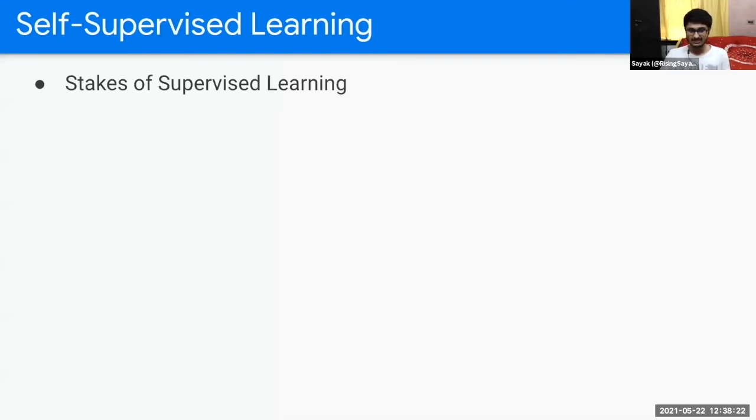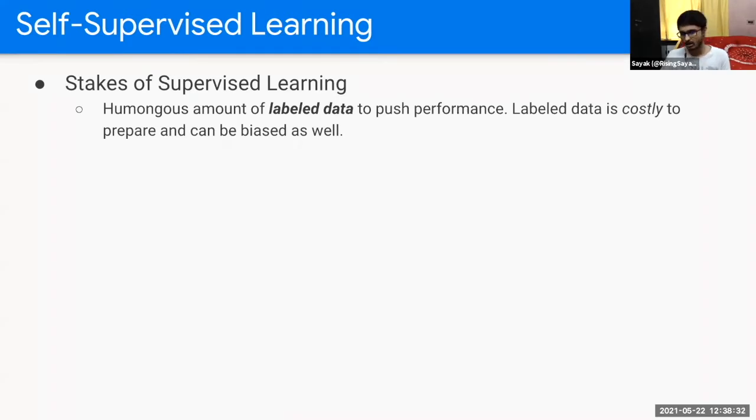So first, let's discuss what are the stakes of supervised learning, because it's so practically oriented and so widely used across many different industries, right? A humongous amount of labeled data is needed to push the performance of supervised learning methods, and labeled data is often very costly to prepare and can be biased as well, right? You need to form a team of subject matter experts to label your data in a very rigorous manner, which is very time consuming, and it will burn your dollars, right? It's very costly as well.